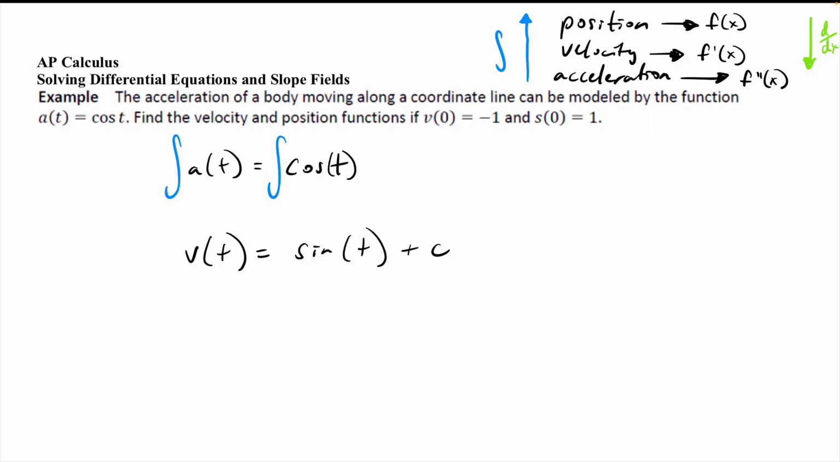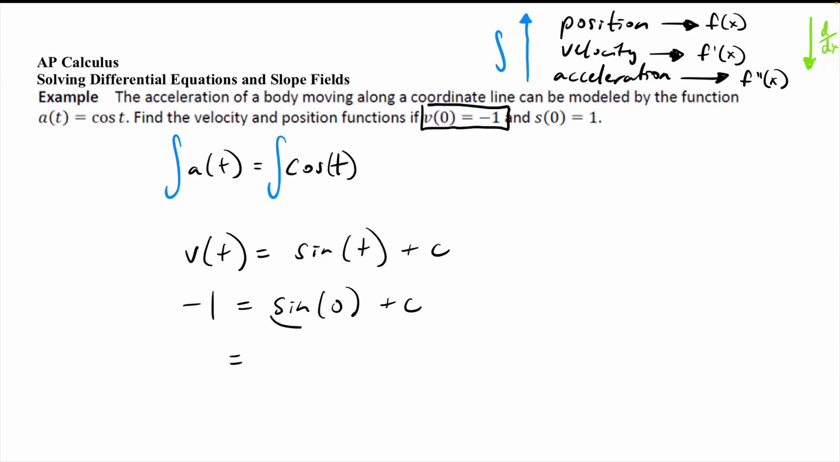So now I got to use what's given about velocity to find c. Because they've given us a point. If they give us a point, they don't want the general solution. So where am I going to plug in -1? Where am I going to plug in 0? -1 is going to be where velocity is at. V of t is -1. And 0? It's going to be where t is. There you go. Okay.